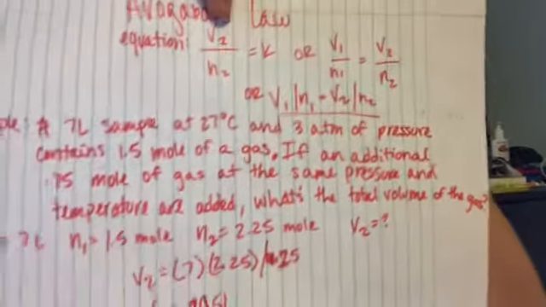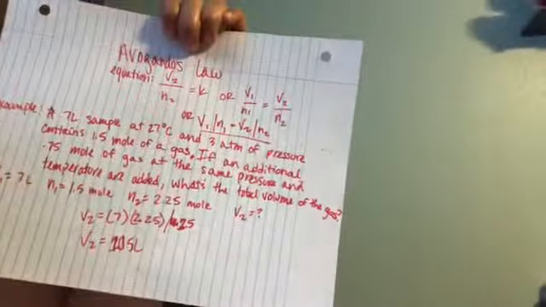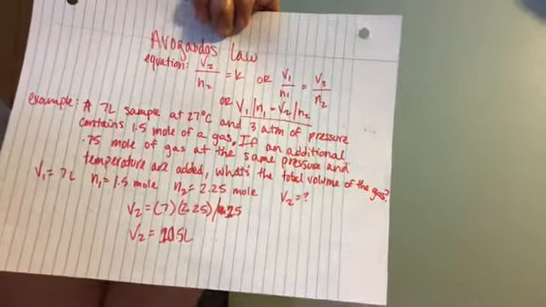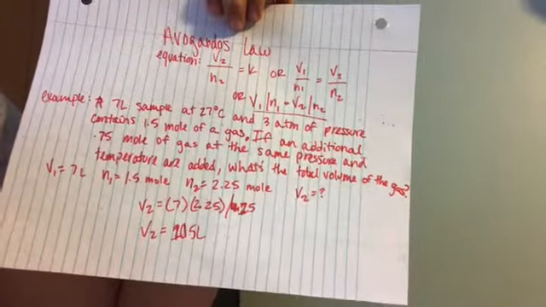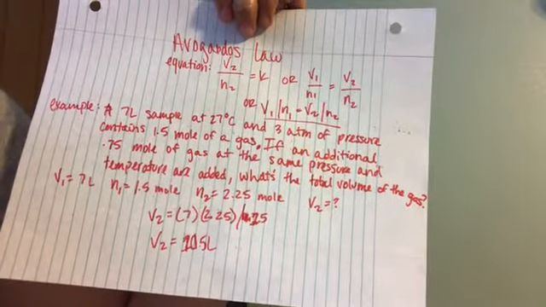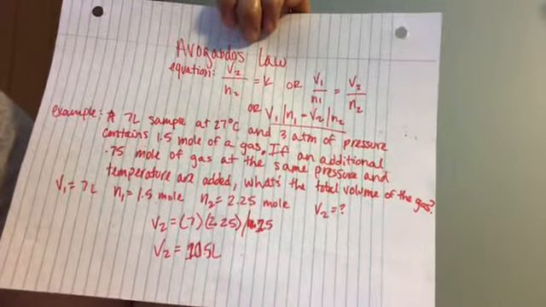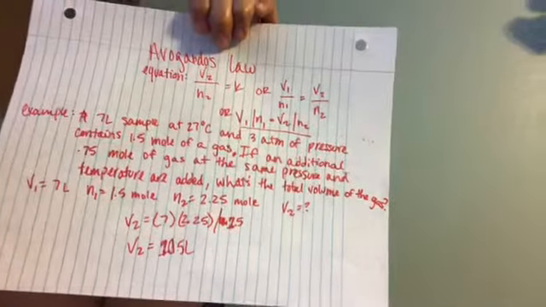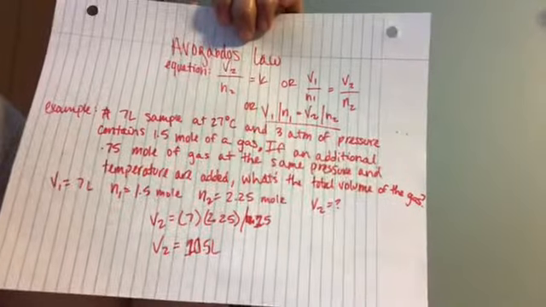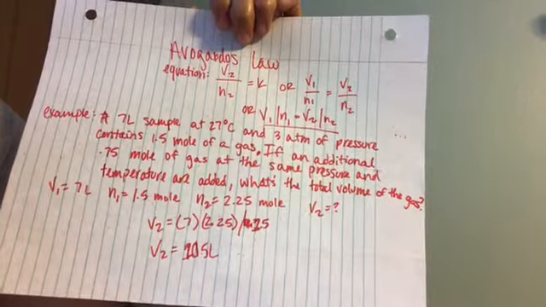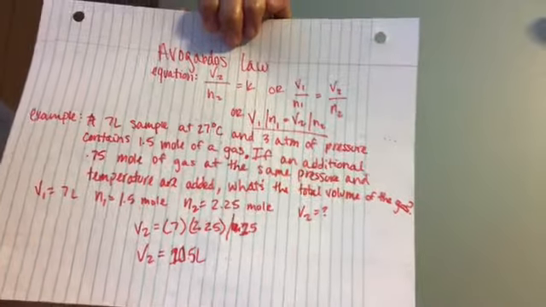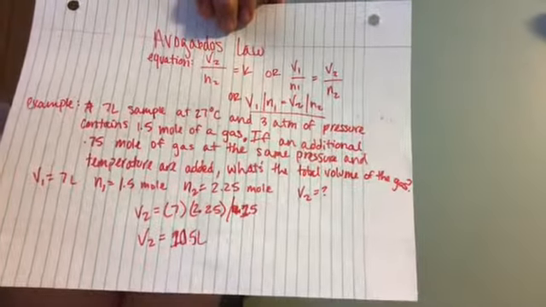Right here, the problem asks: a 7-liter sample at 27 degrees Celsius and 3 atm of pressure contains 1.5 moles of gas. If an additional 0.75 mole of gas at the same pressure and temperature is added, what is the total volume of the gas? So we are given V1, which is 7 liters, N1, which is 1.5 moles, and N2 is 2.25 moles, and we need to find V2, which is the final volume.